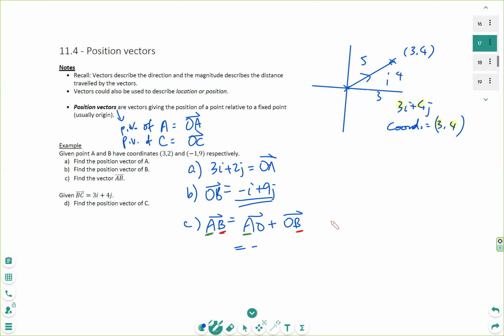AO is the negative of OA, so negative 3i plus 2j, plus OB, minus i plus 9j. So minus 3i minus i is minus 4i, and minus 2j plus 9j is 7j.